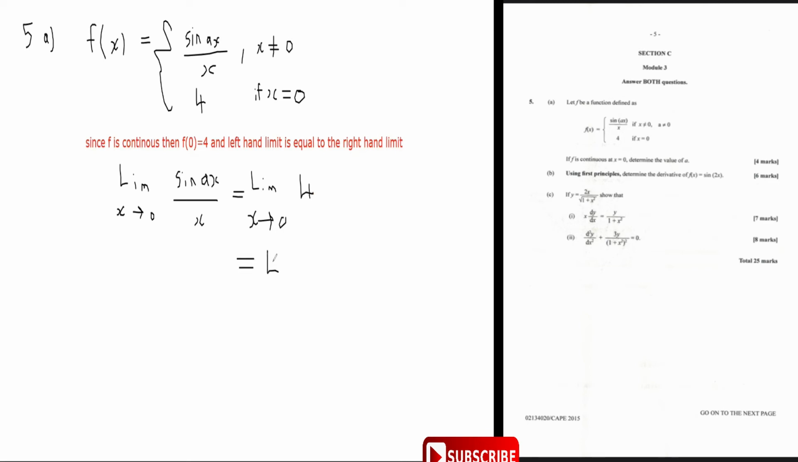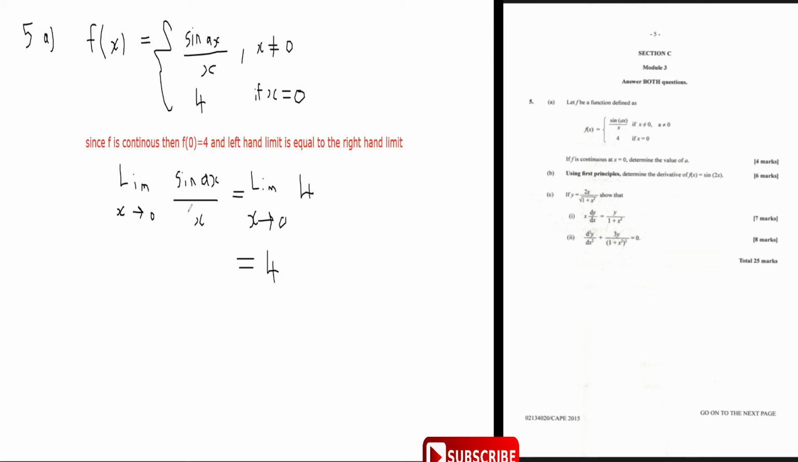Now, look what we're going to do. Over here on this side, we have the limit of sine ax over x. Now, we know that the limit of sine x over x as x approaches 0 is 1. So what we're going to do is multiply.